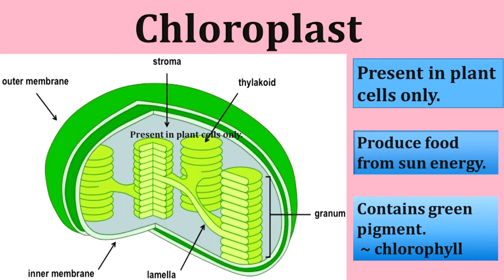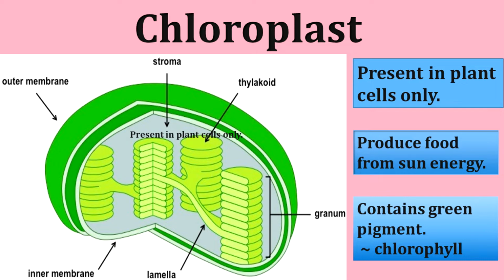Children, do you know why the plants are looking green in color? Yes, because of the presence of the green pigment called chlorophyll. Where do you find chlorophyll? Yes, chlorophyll is present in the cell organelle called chloroplast. Chloroplast is the cell organelle which is present only in the plant cell and it is absent in the animal cell. Okay, what is the function of the chloroplast? Yes, it involves the process of photosynthesis.